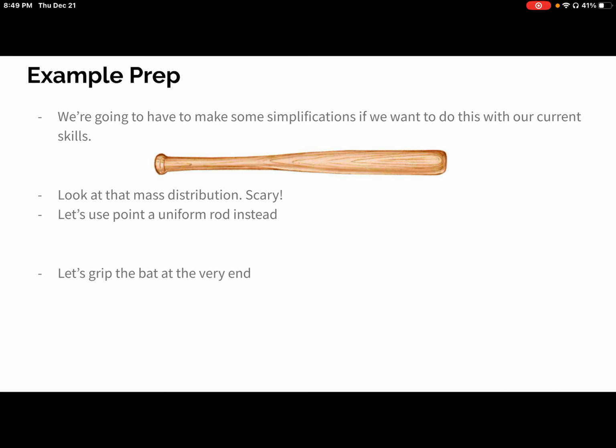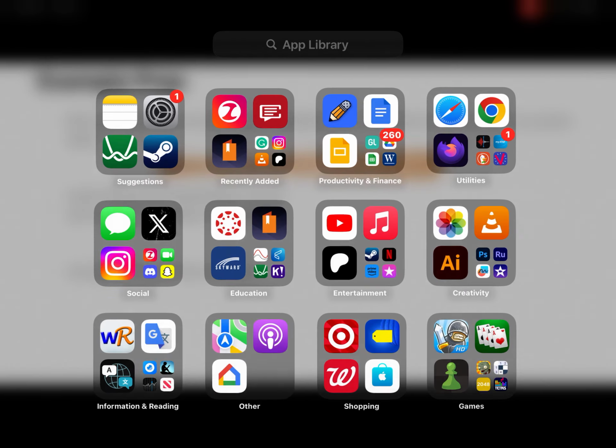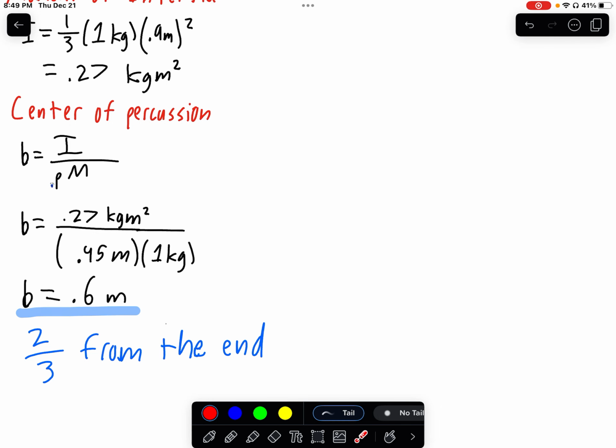Oh, I'm sorry. I did my example in Notability, so I will go over there right now. Okay, it's frozen right now. Just give me a second.